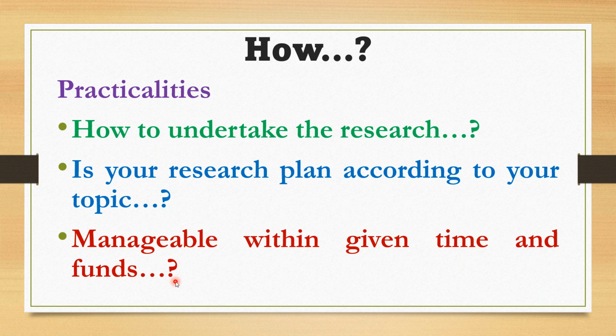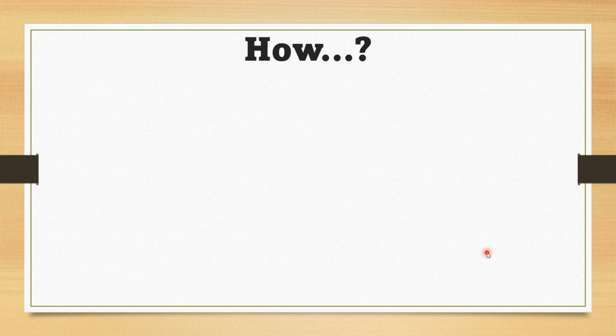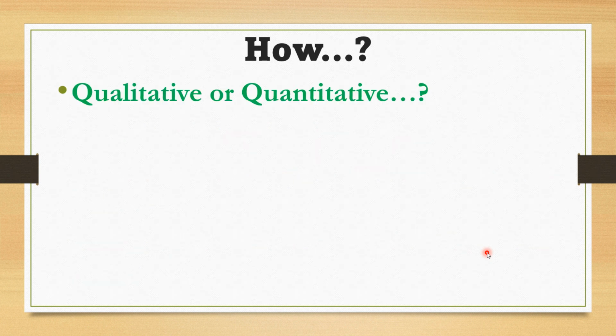If your research project is not manageable within the given time and funds, then you will have to skip this research topic and choose another topic that can be accomplished within the given time frame and funds. Another criterion to answer this how is whether your research project or research topic is qualitative or quantitative. I mean that you have to check the qualities of any specified areas in your subject, or you have to study quantitatively the different aspects of your subject.